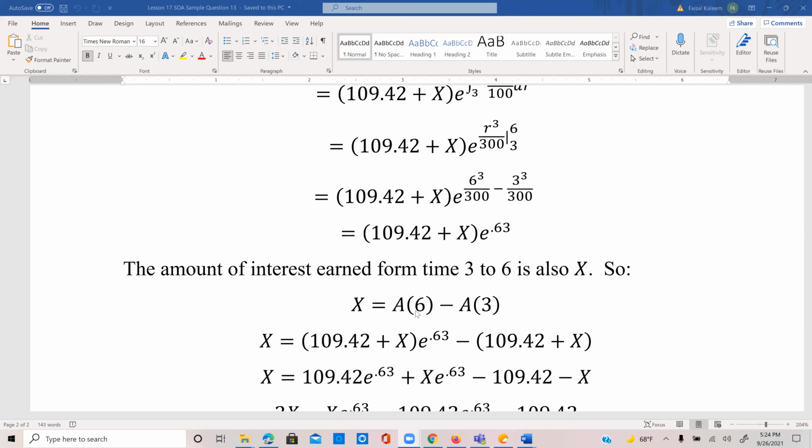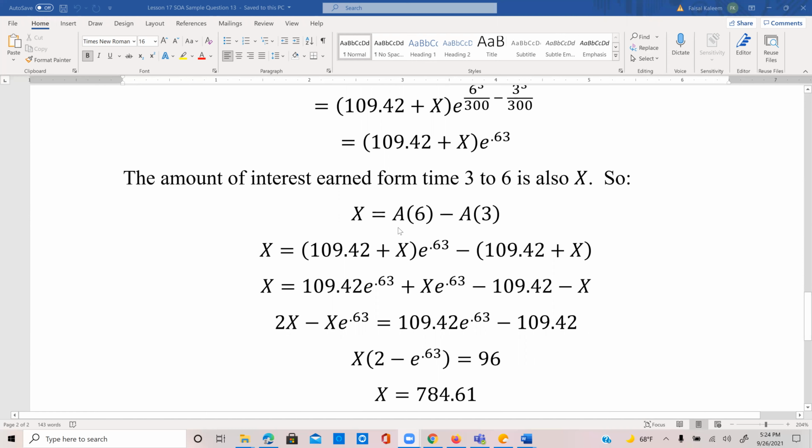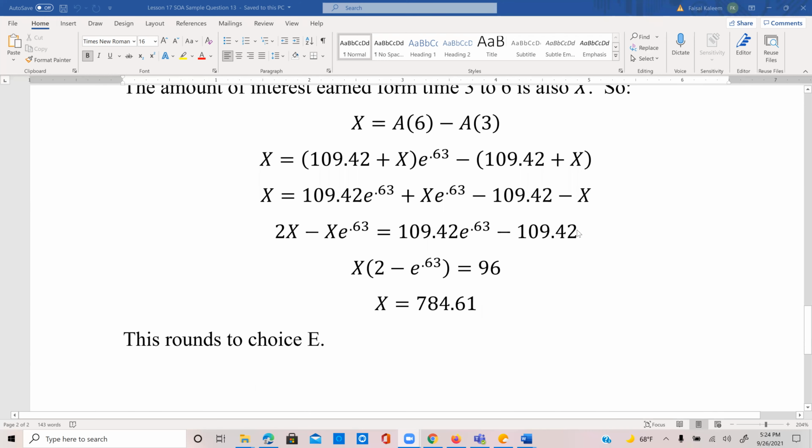So X would be A of 6 minus A of 3. And A of 6 is this one, 109.42 plus X, e to the 0.63, and A of 3 was 109.42 plus X. So it's very important that we take A of 3 as 109.42 plus X, because once you added the amount X, that became the amount at time 3 and not the original 109.42.